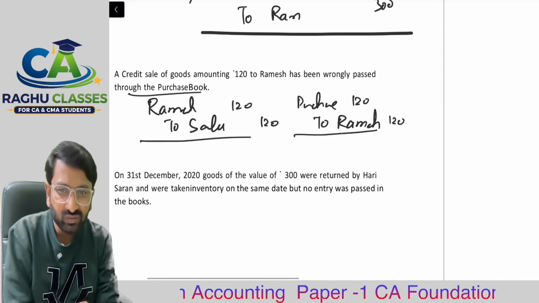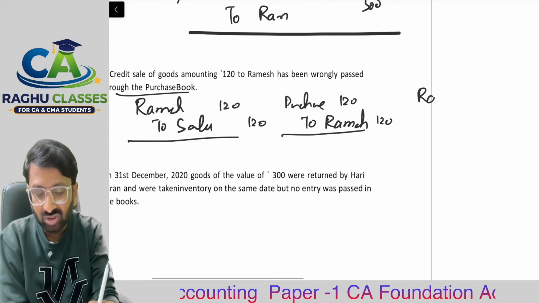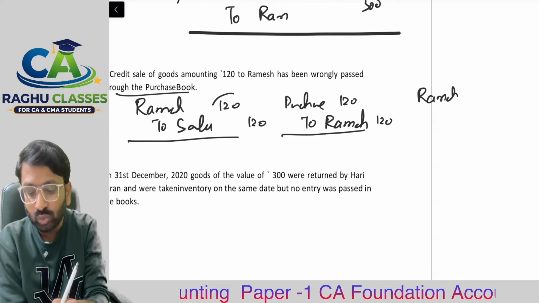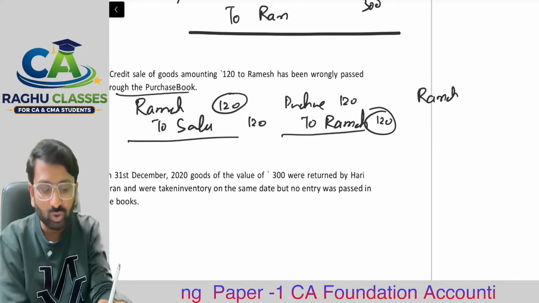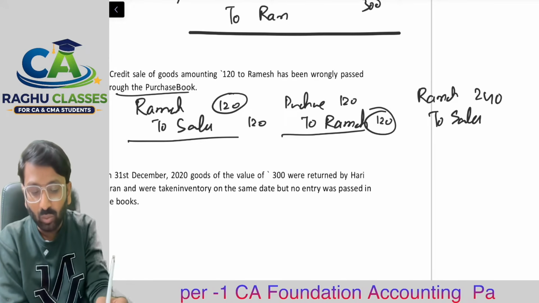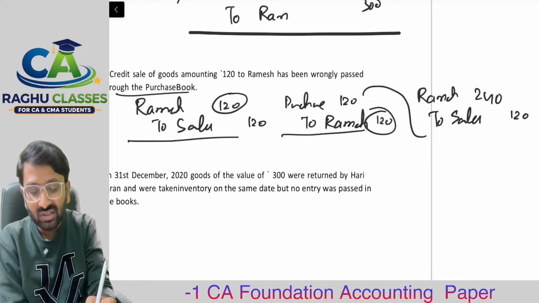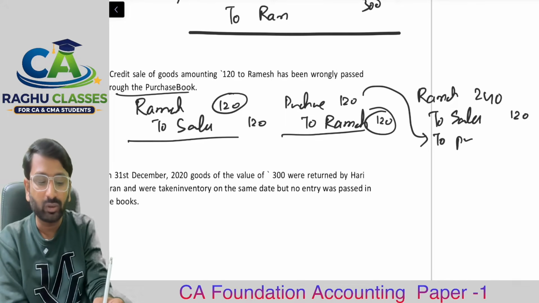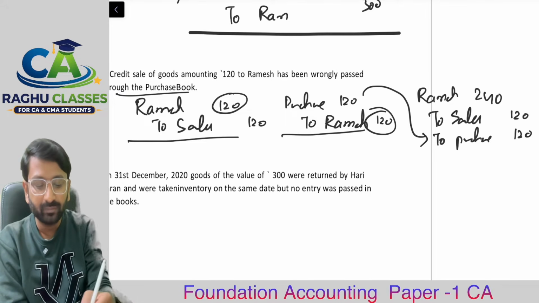So now the rectification will be: Ramesh account, totally I need to debit this 120. I need to cancel this 120. So Ramesh will be debited with 240, to sales 120 and cancel this purchase, to purchase 120. Okay.